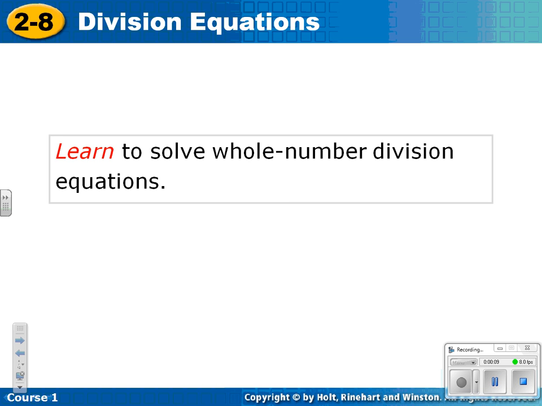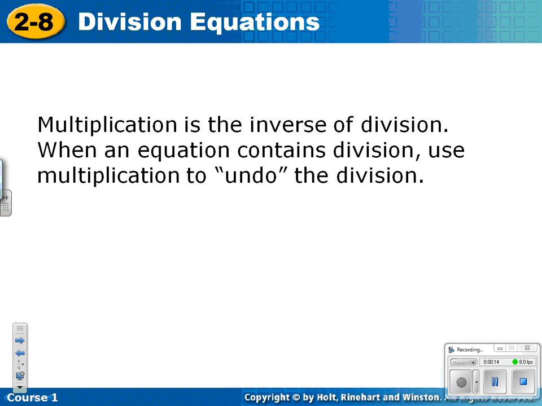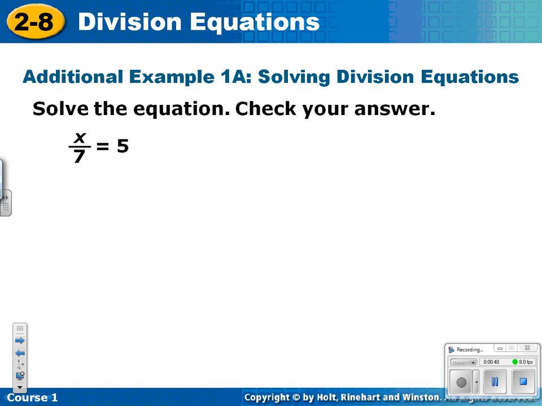Today we're going to solve whole number division equations. Again, my rules of algebra. Rule number 1 is find out what you're doing to the variable and do the exact opposite. And rule number 2 is do it to both sides. Multiplication is the inverse, or another way to say inverse is opposite. Multiplication is the opposite of division. When an equation contains division, use multiplication to undo the division. Okay. Solve the equation. Check your answer.